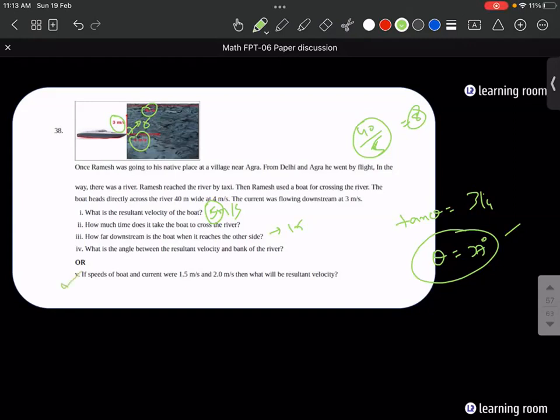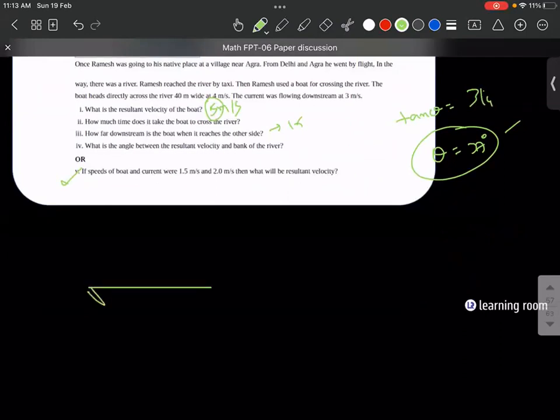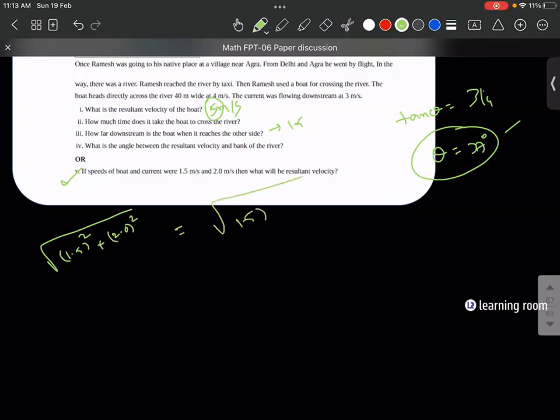You can write tan inverse of 3 by 4. If the speeds of boat and current were 1.5 meter per second and 2 meter per second, then what would have been the resultant velocity? Answer would have been square root of 1.5 square plus 2.0 square. Basically, if you take square root of 15 square plus 20 square, how much will you get? You will get square root of 625, which is going to be 25. Just put one decimal point to the left. Answer will be 2.5 meter per second.